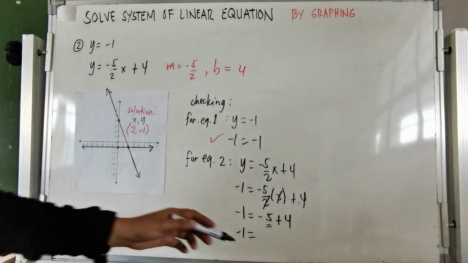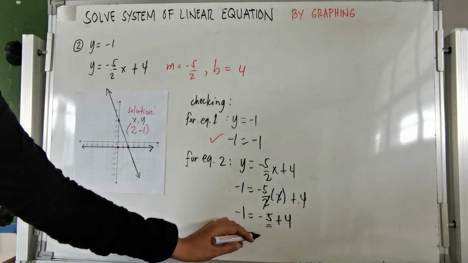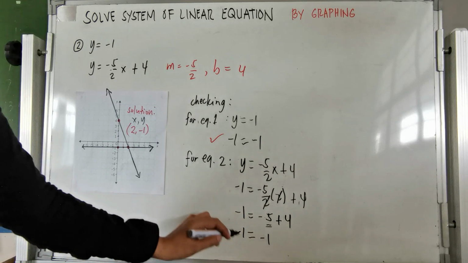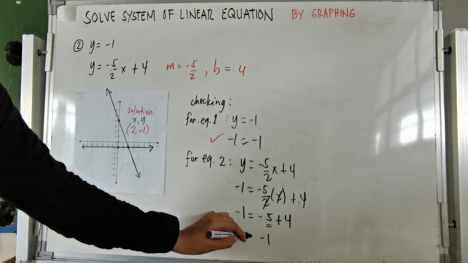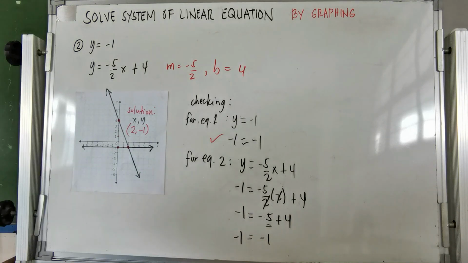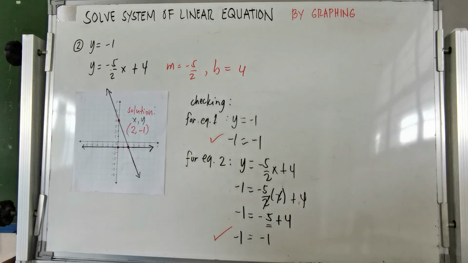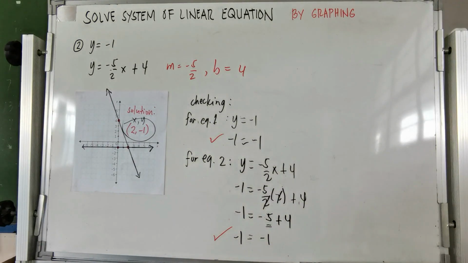So, magkaiba ng sign, kaya ima-minus natin. Then, copy the sign of the higher number, which is negative 5. So, ibig sabihin, 5 minus 4 is 1. So, negative 1. So, for our second equation, nasatisfy din siya ng ating solution. Ibig sabihin, our answer is correct. So, ito yung answer natin dyan sa given number 2.